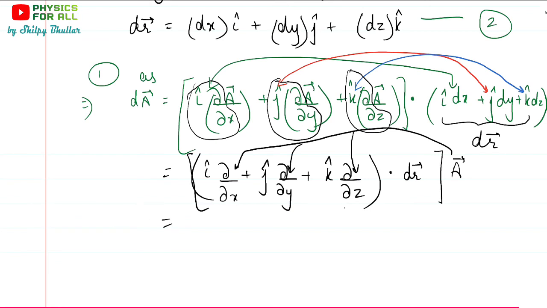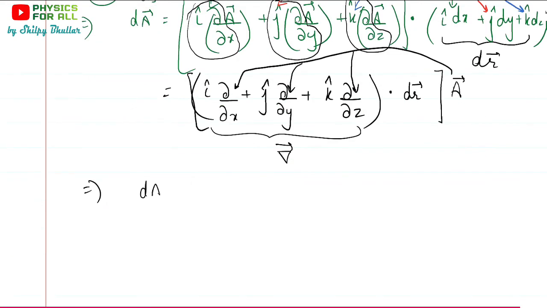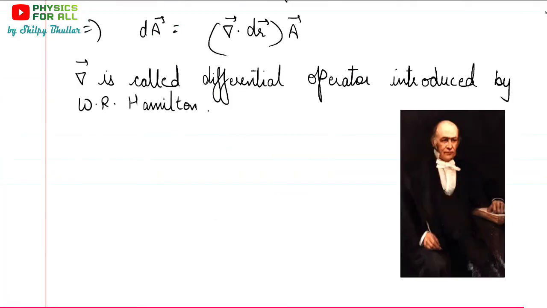Actually, now this thing has a meaning, and this is our del operator. So we can write now dA as del dot dr, and then there is vector A. Since there is no sign, no dot, no cross, that means A is simply multiplying, and yes, it will simply fit here. Now this is the del operator.